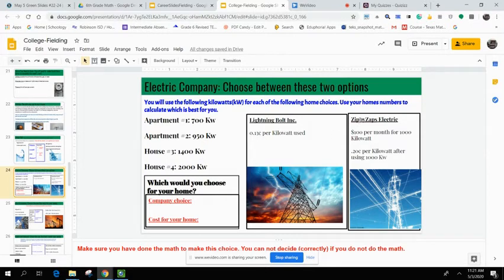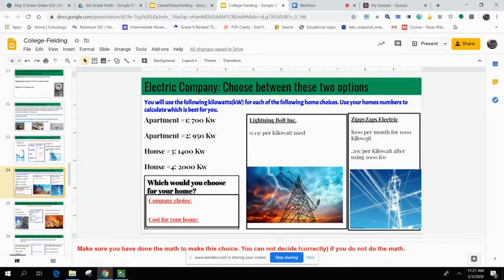This one is similar to the one I had showed you earlier. This one has a base fee of $100. So no matter what you use in kilowatts, you're going to spend $100 per month. That's for up to 1,000 kilowatts. If you go over 1,000, you're going to spend 20 cents per kilowatt thereafter.